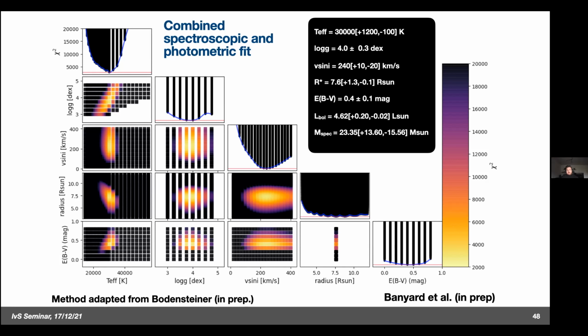And from this, we can calculate the luminosity of the star as well as the spectroscopic mass of the primary star. So this is one estimate of the primary mass of the star we have.